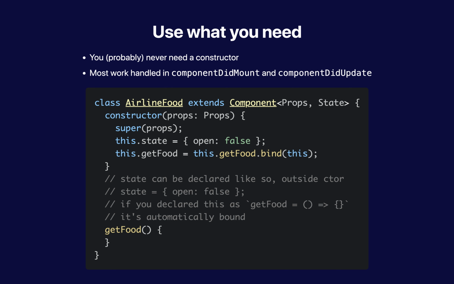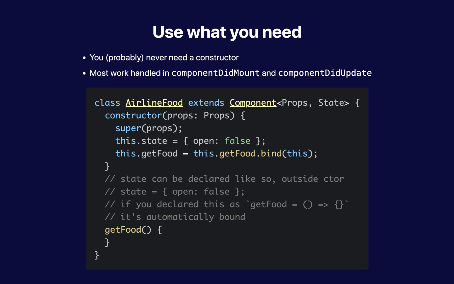My directive here is to use what you need. You probably never need a constructor. So just looking at this code sample that we have here, we've got a constructor, we're passing in props, as is tradition and convention and required. Then we're declaring our starting state with open is false. And then we've got getFood equals this.getFood.bind with this as the argument. We're binding that method to this class, but you don't actually need any of this.